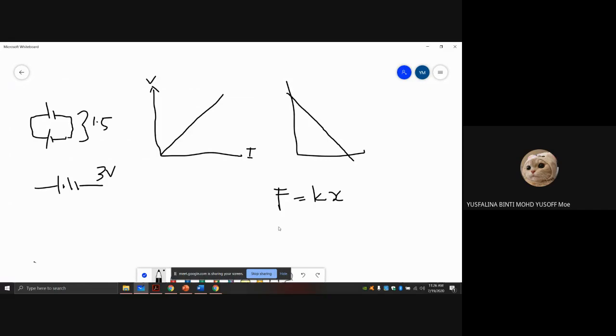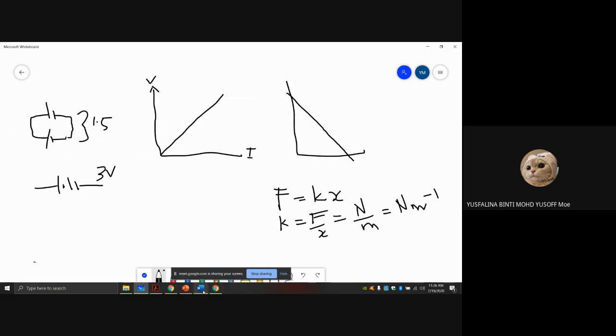Okay, so K is equal to F over X. The unit for force is Newton. The unit for X is meter, right? So actually the unit for K is N m^-1.